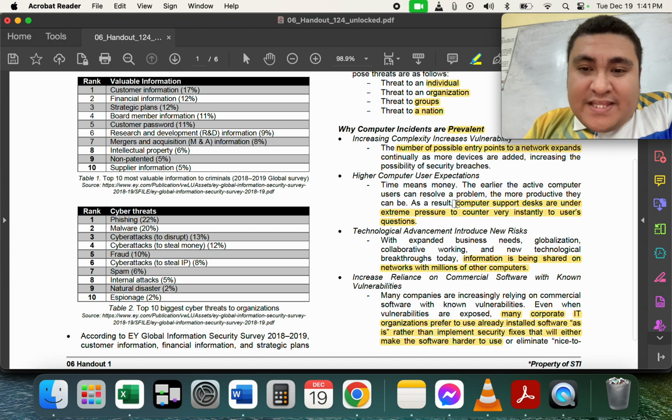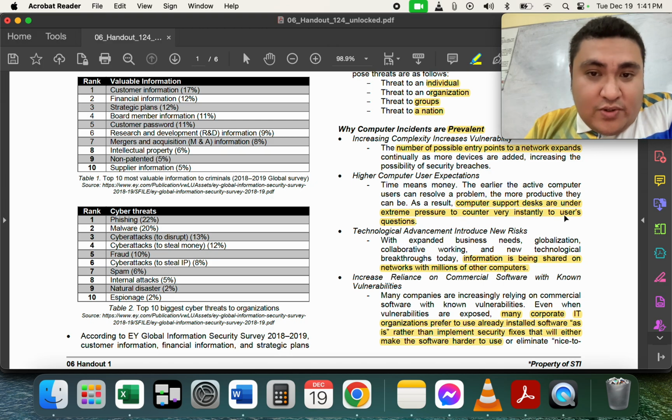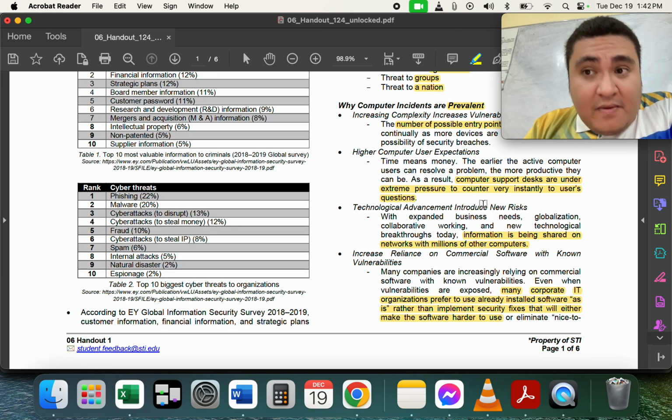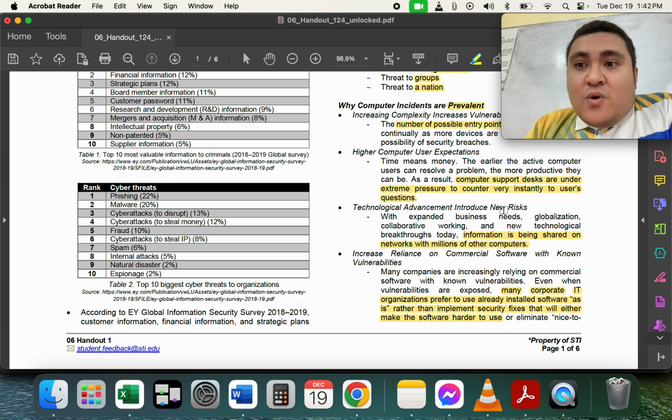Okay? So, with this one, computer support desks or those people who provide assistance are under extreme pressure to respond very instantly to user questions. Okay? So, the earlier the active computer users can resolve a problem, the more productive they can be. Okay? Now, the third one is that information is being shared on networks with millions of other computers. And with that, it poses a threat as to who gains access or who uses this data.